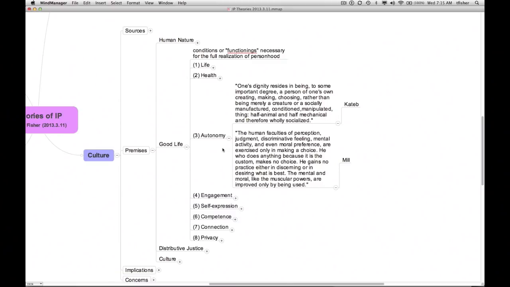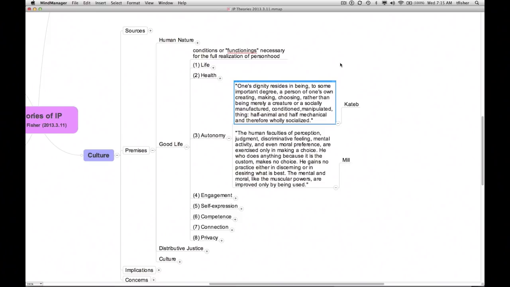George Kateb, the person from whom I first learned political theory, put the point memorably. One's dignity resides in being, to some important degree, a person of one's own creating, making, choosing, rather than being merely a creature or a socially manufactured, conditioned, manipulated thing, half animal and half mechanical, and therefore wholly socialized.